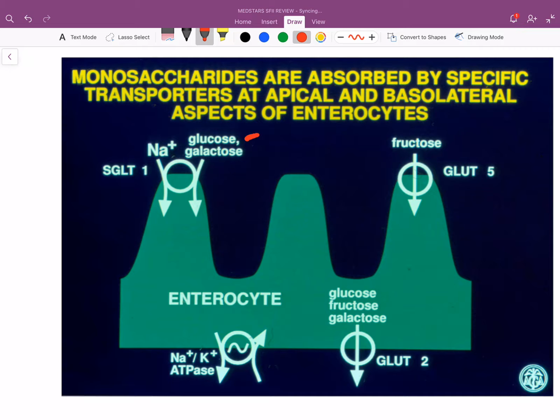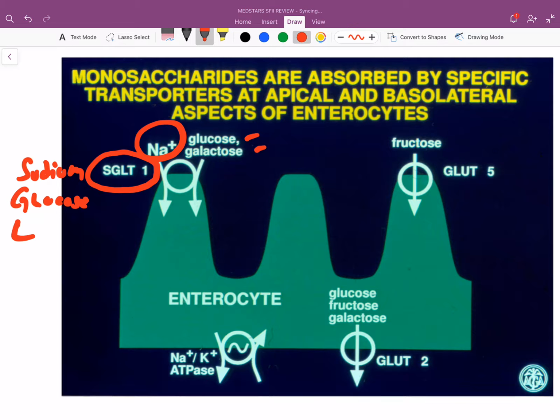Glucose and galactose, specifically just those two, get absorbed by this transporter right here, SGLT1. And you notice right here the sodium. So the S stands for sodium, G for glucose, and I forget what the L stands for, but then transporter. Number one is a big deal because there is also an SGLT2. I think this stands for luminal, actually.